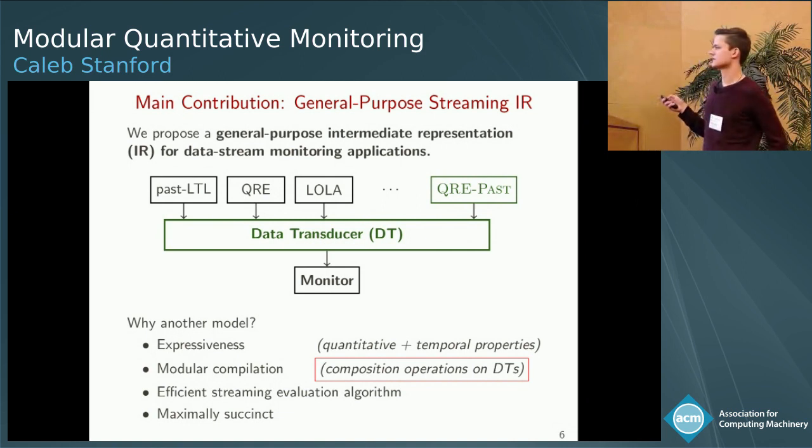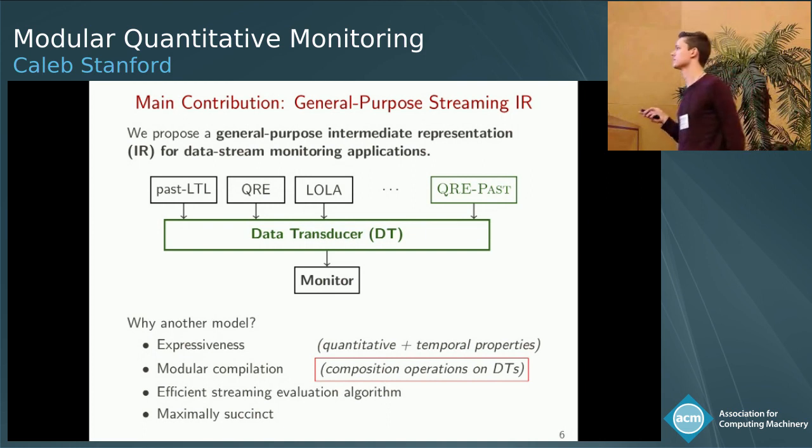And in fact, even if you look just at the modular compilation alone, for the set of composition operations that we're able to support on data transducers, we don't know of any model that can support them. So that was our main goal in this model: supporting these specific composition operations. And to support those, we defined this new language, QRE-Past, and we combined previous quantitative constructs and constructs from some of these other languages like temporal logic constructs, and we showed that using data transducer operations, you can compile this combined language for free into efficient monitors.